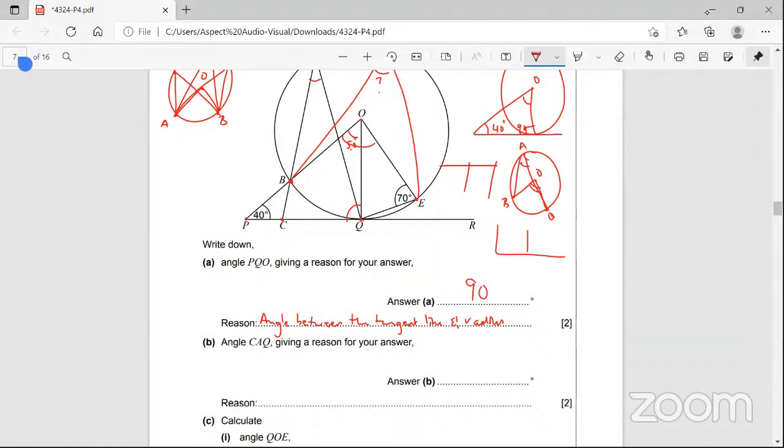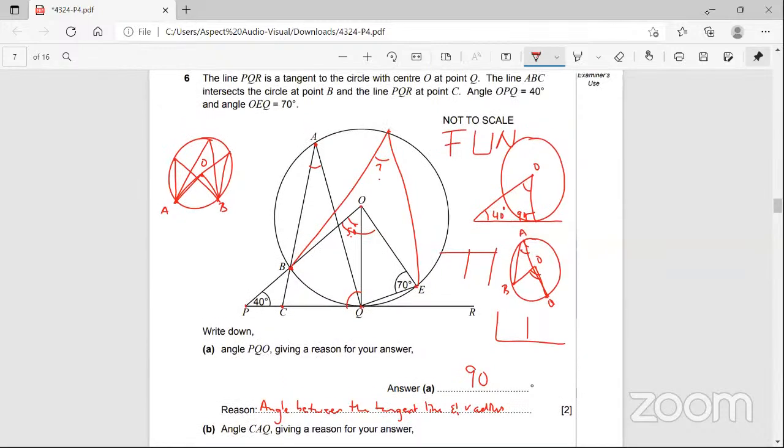What does it say? Half of QOB. Remember, you have B, O, Q, okay? Angle BOQ is half of angle BAQ. So the B and the Q is what they have in common.